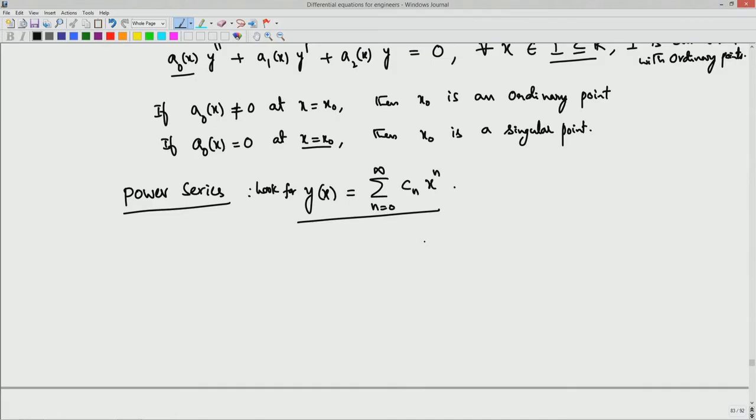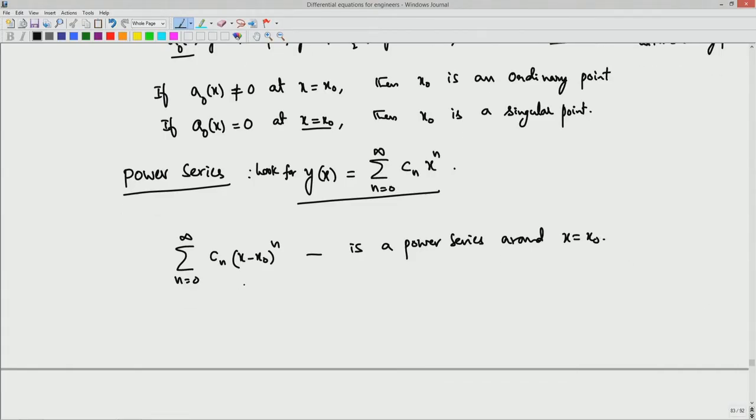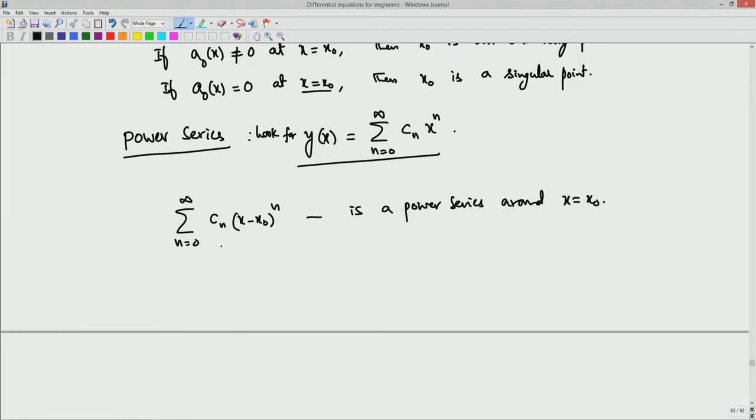Before I do this, what is a power series? I'll give you the general power series. The sum for n from 0 to infinity of some constants Cn (x - x0)^n is called a power series around x = x0. This is the definition of the power series; any power series is this. You can clearly see that these are all powers of (x - x0), because that is what around x = x0 means.